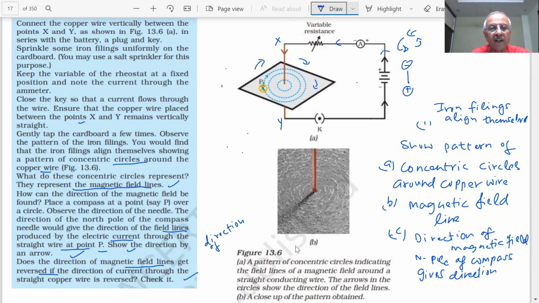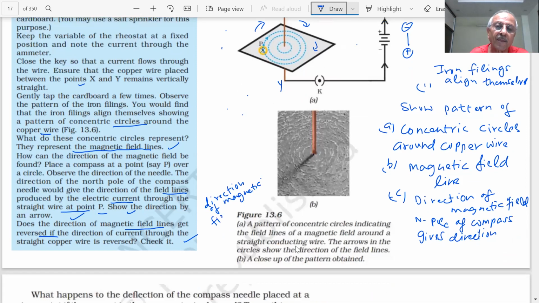The direction of the magnetic field lines is reversed. A pattern of concentric circles indicating the field lines of the magnetic field around a straight conducting wire. The arrows in the circle show the direction of the field lines. A close-up of the pattern obtained is shown in this picture.